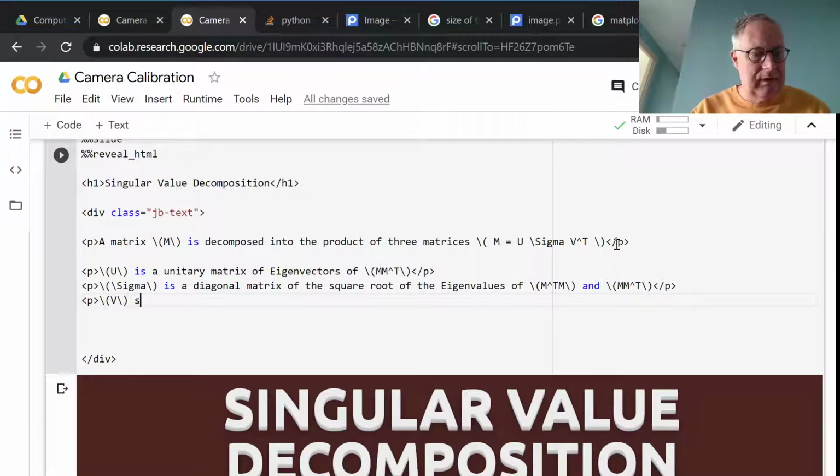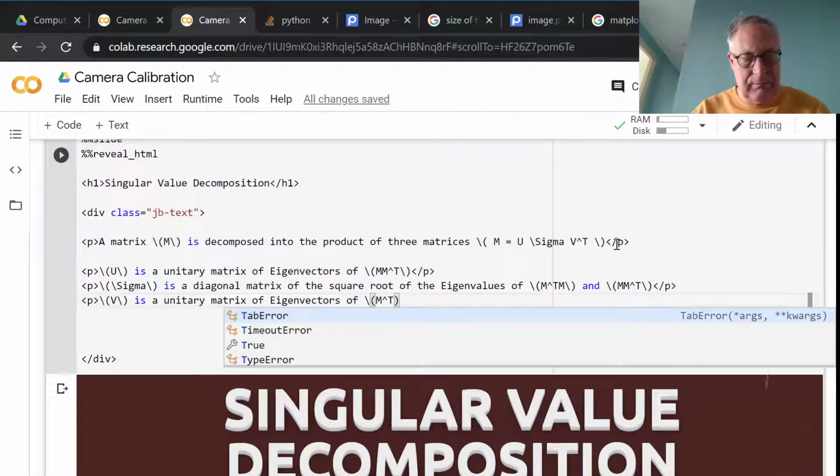V is a unitary matrix of eigenvectors of M transpose M.